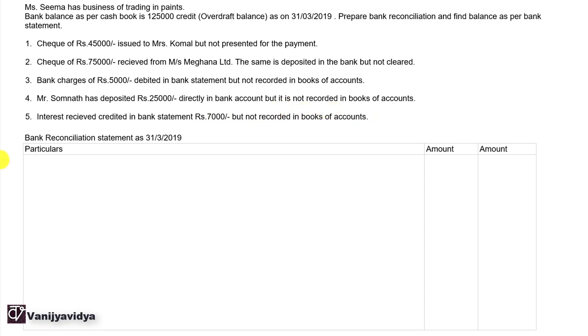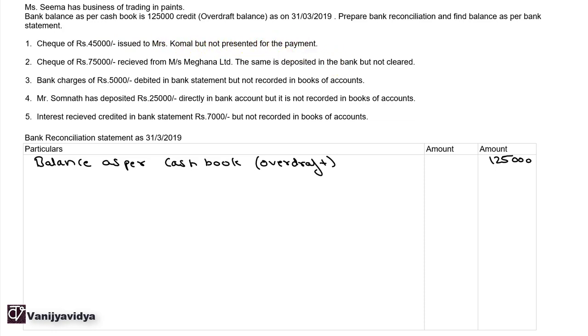Now let's begin. So we have been given bank balance as per cash book is 1,25,000 credit, overdraft balance as on 31st March 2019. So we are preparing bank reconciliation statement as on 31st March 2019. So balance as per cash book overdraft 1,25,000. First, check of rupees 45,000 issued to Mrs. Komal but not presented for the payment.